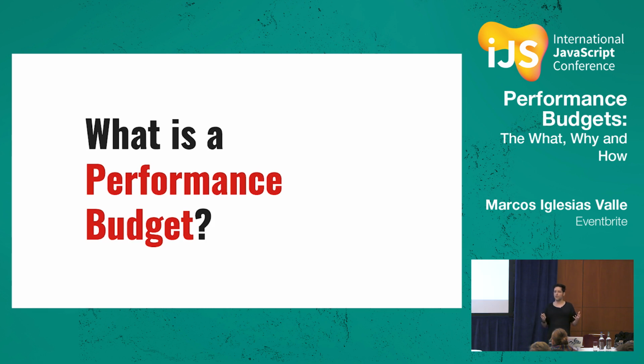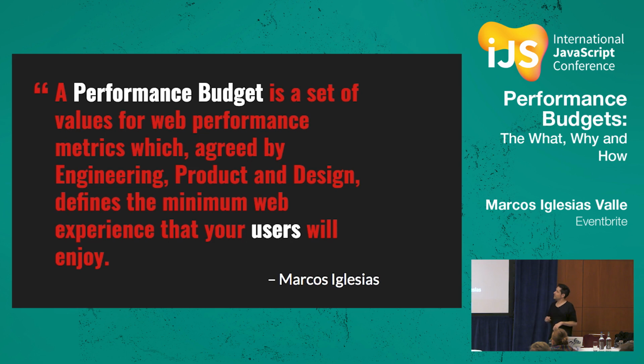So what is a performance budget? Let's see my definition. A performance budget is a set of values for web performance metrics which, agreed by engineering, product, and design, defines the minimum web experience that your users will enjoy. It serves as a reference point for making decisions about feature inclusion, deprecation, update, or removal.